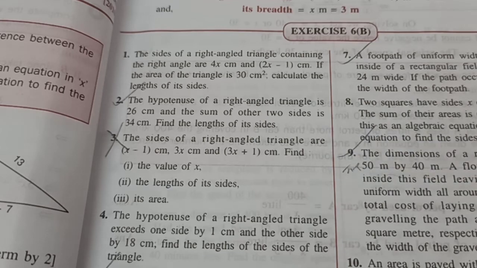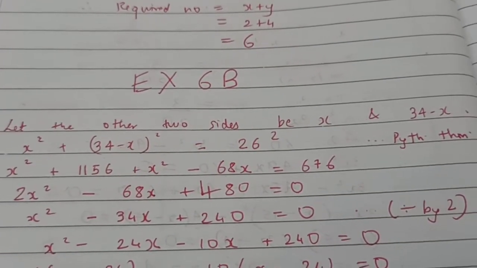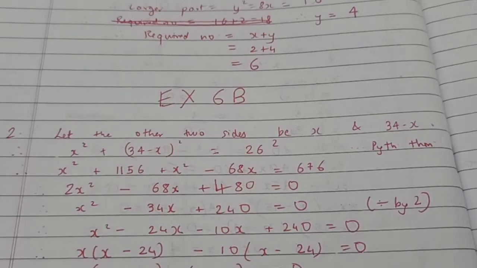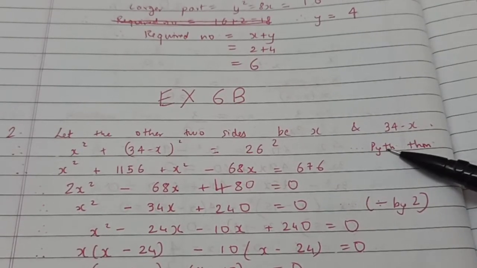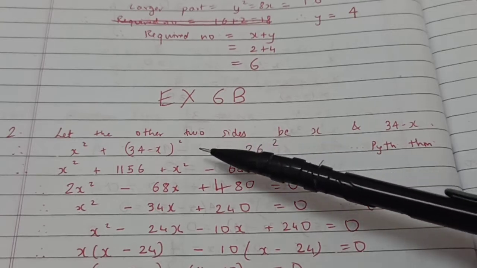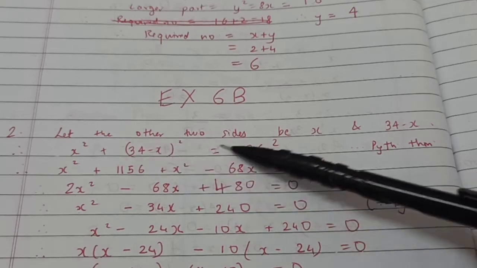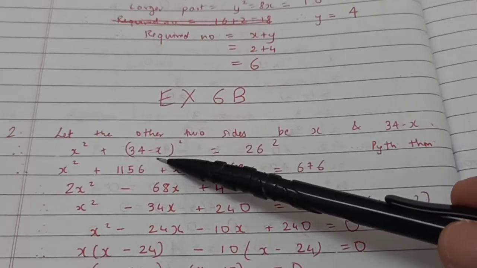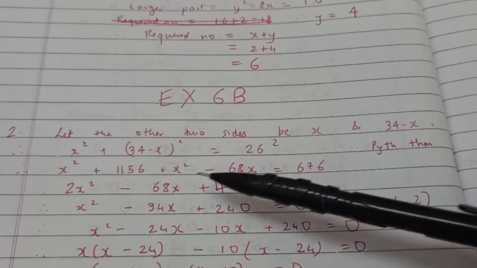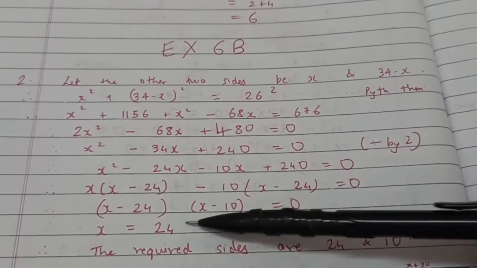So let's assume one side to be x. So the other side would be 34 minus x. Now, as per Pythagoras theorem, the square of the hypotenuse is equal to the sum of the squares of the other two sides. So that's how we get the quadratic equation. Open the brackets using the formula a square plus b square minus 2ab. That's the quadratic equation. Divide by 2, splitting the middle term, and we get two values.